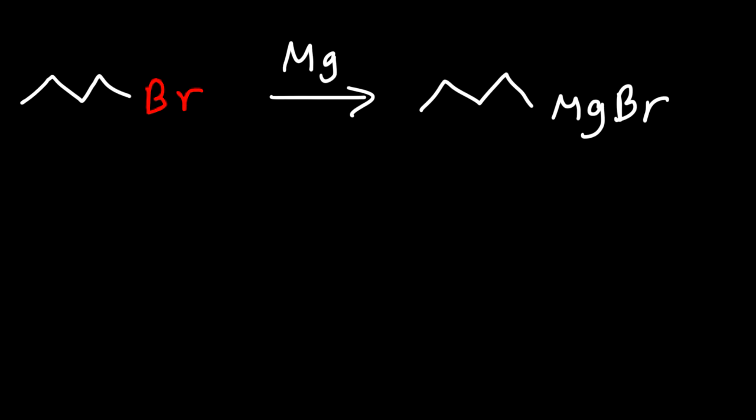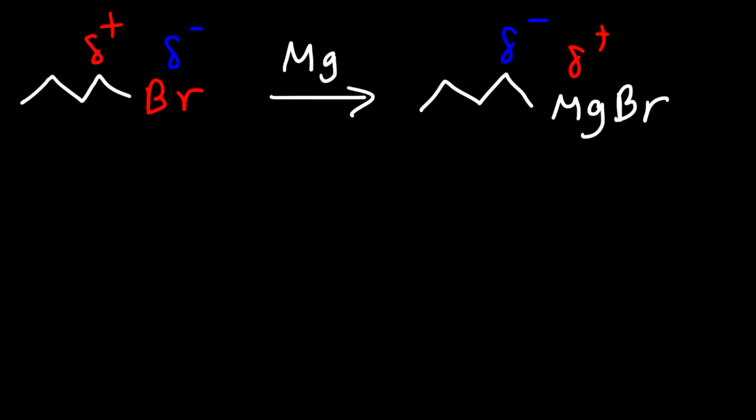Now, the carbon that bears the bromine atom on the left, that carbon is electrophilic. It's less electronegative than bromine. Bromine is more electronegative than carbon, so it bears a partial negative charge. However, once you insert a metal between the carbon and the bromine atom, the carbon becomes nucleophilic. It develops a partial negative charge, whereas bromine has a partial positive charge.